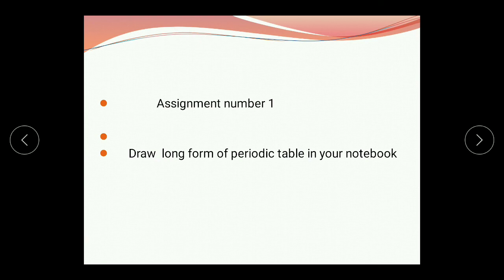You just have to draw 18 columns and 7 periods, and you don't have to show all the elements in it. Just draw the outline, showing the numbers from 1 to 18, showing the position of S block, P block, D block and F block. Don't write all the elements in it. Only write down the numbers, how they are arranged, and the blocks in that outline of the periodic table.